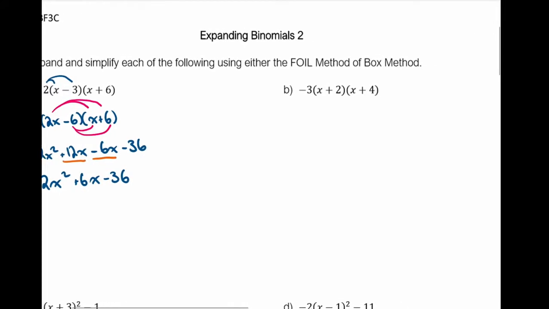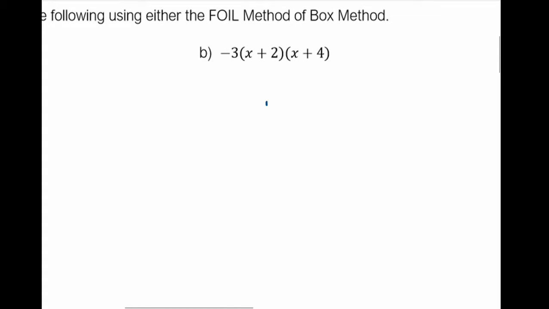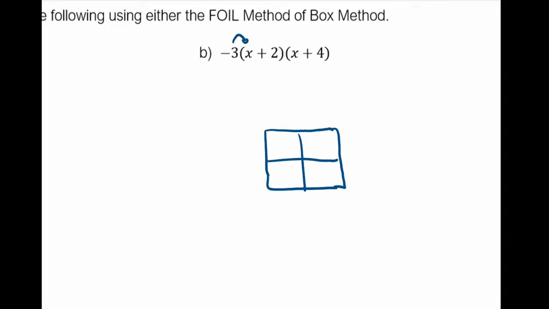For B, I'm going to use the box method. But again, before I can use the box method, I have to multiply this negative 3 through. So what I get then is negative 3x minus 6 times x plus 4. Now I have two brackets, so I can set my two brackets up onto either side of my box. So negative 3x, negative 6, x, and 4.